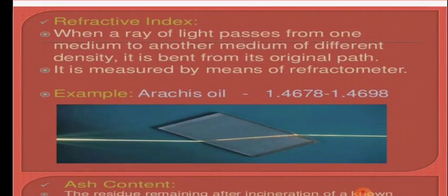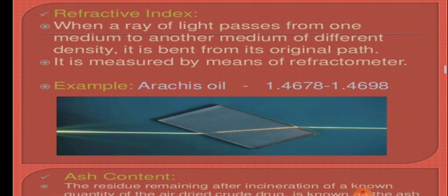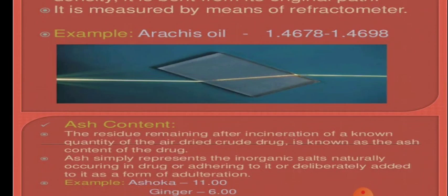Then refractive index. When a ray of light passes from one medium to another medium of different density, it is bent from the original path, and this is measured by means of a refractometer. A good example is groundnut oil, which has a refractive index of 1.4678 to 1.4698. We know that prisms are used for this.